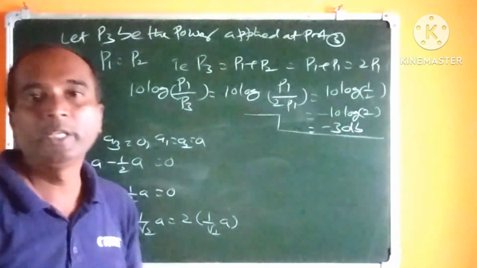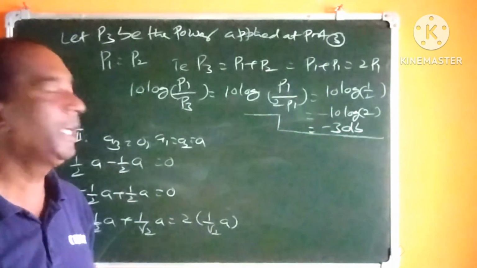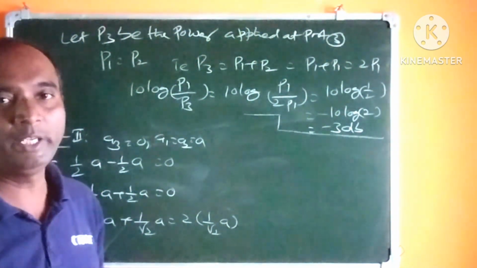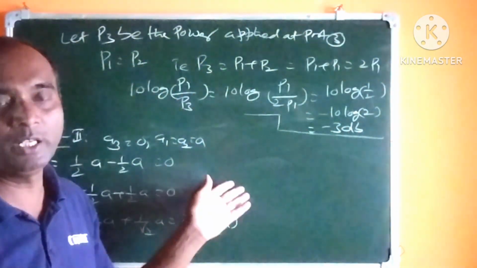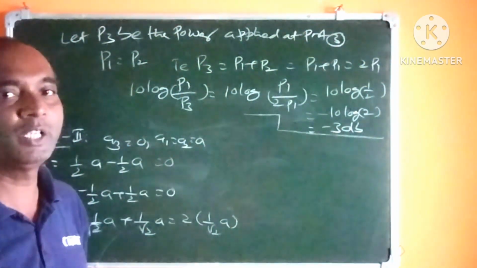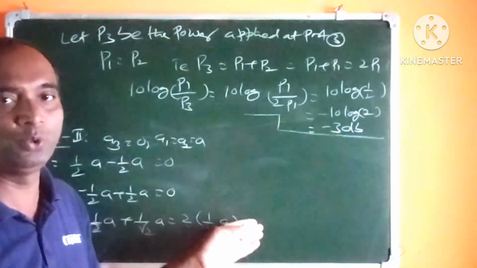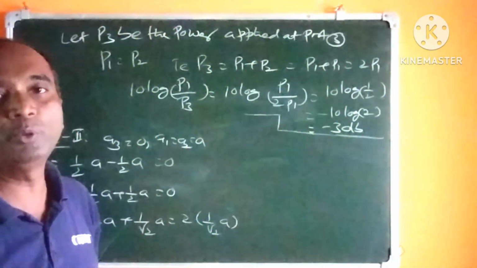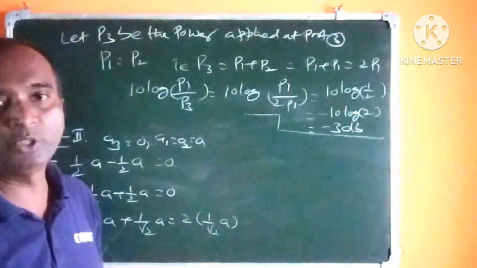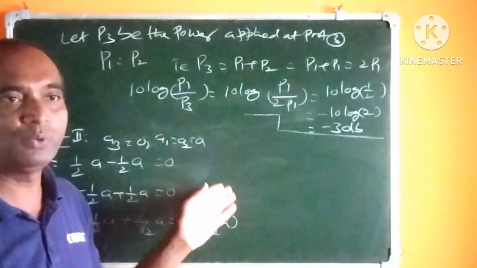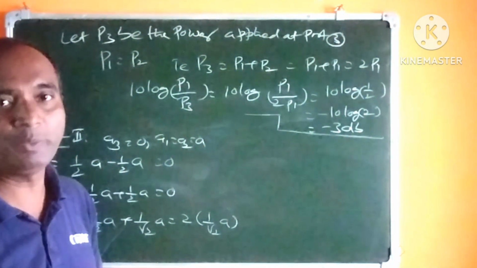So that is about the H-plane T junction. I think everybody can understand the H-plane T junction, its scattering matrix, its parameter determination, and the different cases with the input power applied at port 3 and also at port 1 and port 2.